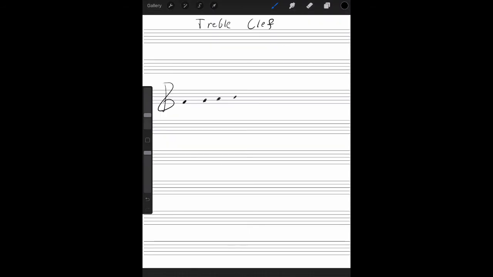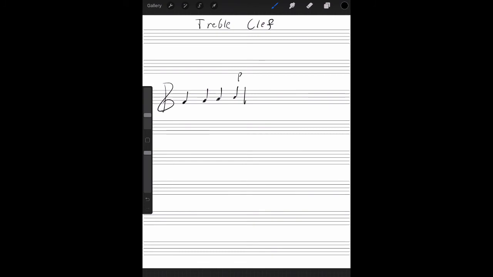So if we're writing notes with a stem, so anything smaller than a whole note, the stems have to go in a certain direction. And that depends on where they are in relation on the staff. Notes placed on or above the middle line, B, right here, are notated with stems down, and notes placed on or below the middle line are notated with stems up. Stems down versus stems up.